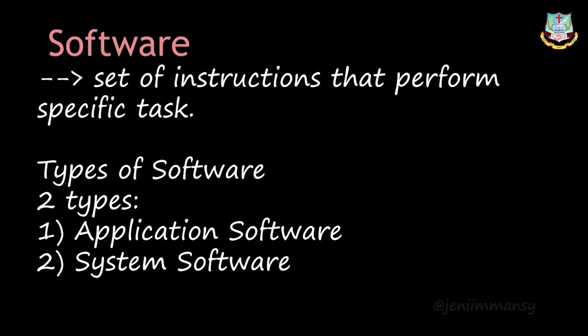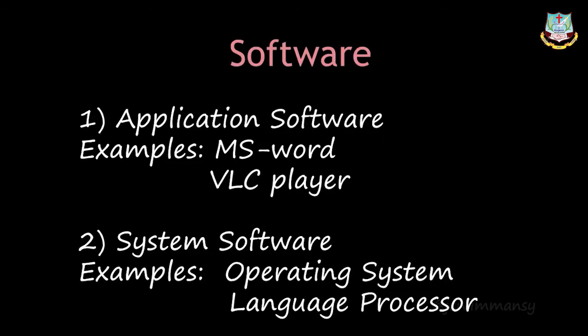Application software means a set of programs which is used to perform a specific task only. When you see an example for application software, you will get an idea. An example is MS Word. This is used to create a text document, right? VLC player is used to play audio or video files, right? These are all application software.